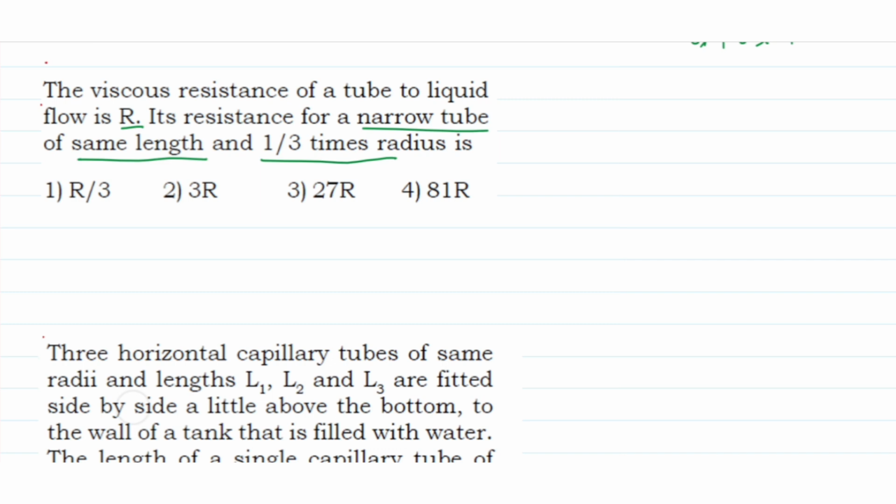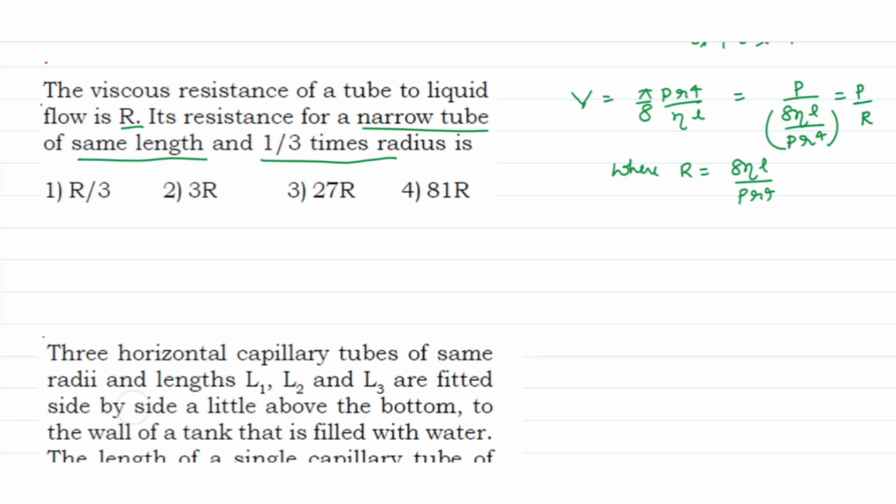According to Poiseuille, the volume of the liquid flowing per unit time is V = π/8 × P R⁴ / (η L). This can be written as V = P / (8ηL / πR⁴). Here this denominator is called the fluid resistance. So the resistance R is nothing but 8ηL by πR⁴. The question asks for the resistance of a narrower tube of the same length but 1 by 3 times the radius.